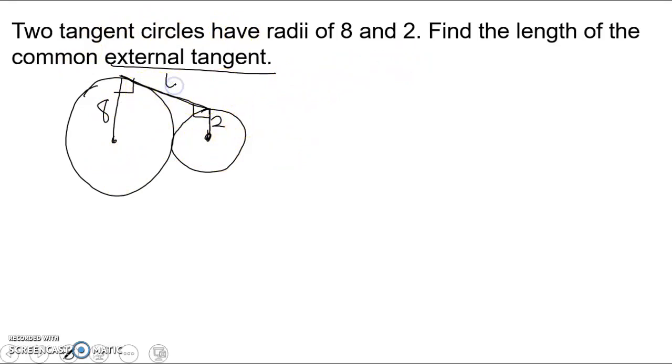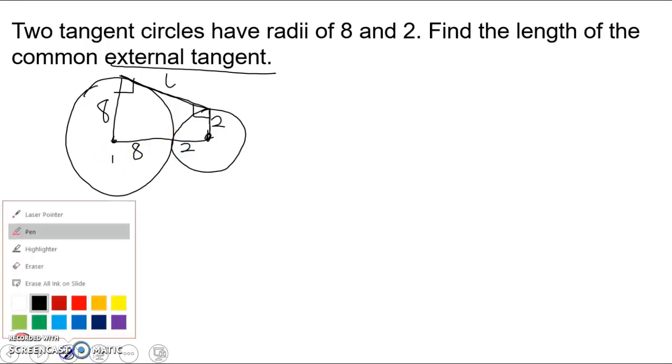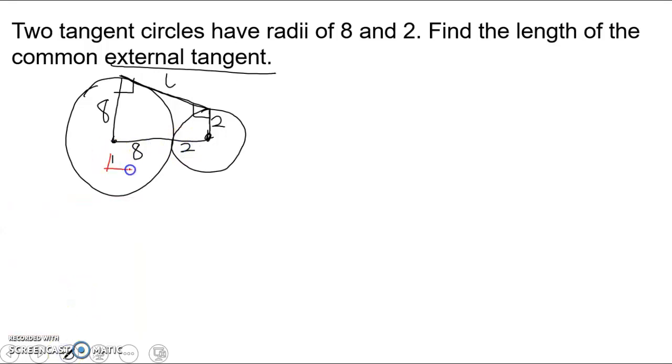Let's label it L. And so we can close this up to become a polygon. Here, what we know is that this is the radius, so this also is going to be 8. Here is going to be 2 also. So we have a total of that side, it's going to be 10.